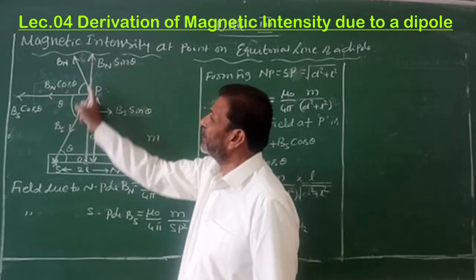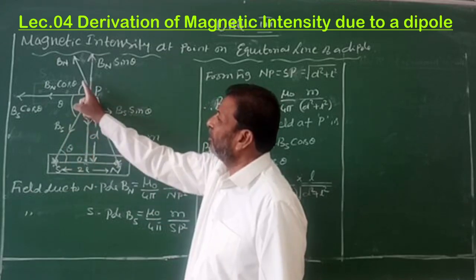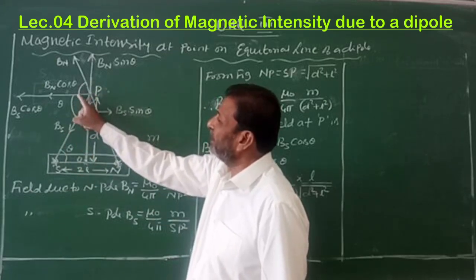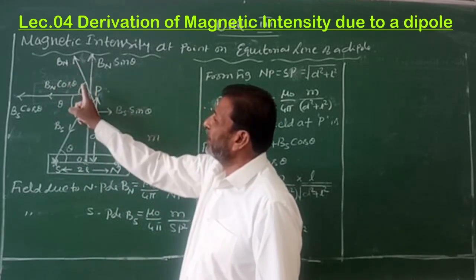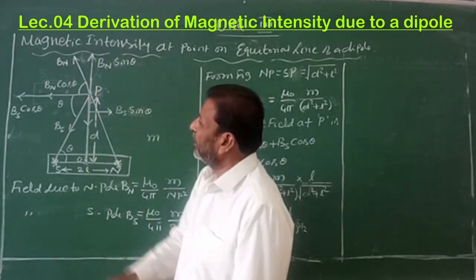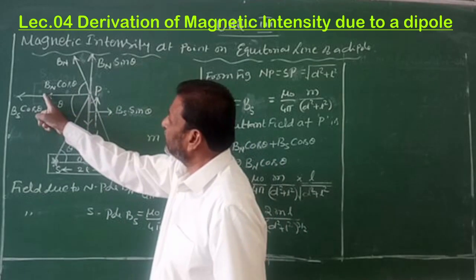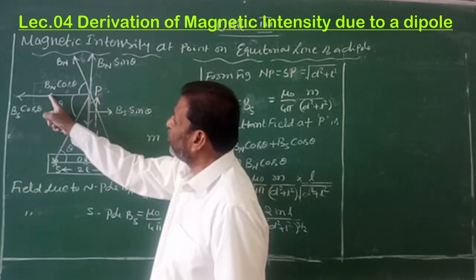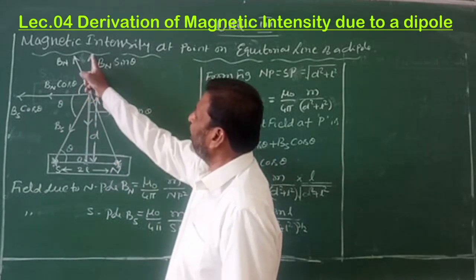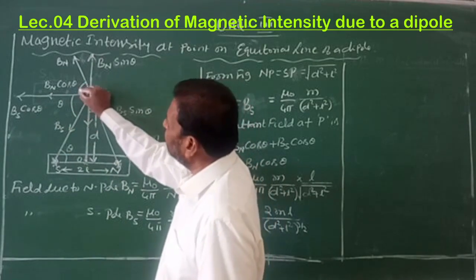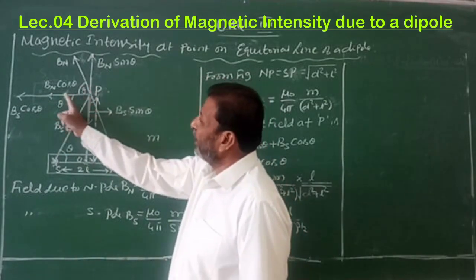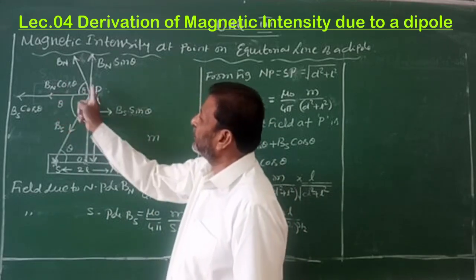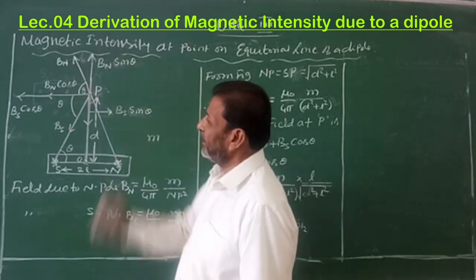When you take the coordinate system like this, now this vector makes an angle theta with this axis. Since this vector is making an angle theta with this axis, this will become the cos component and this will become its sin component. This is the value of theta. Then cos component is Bn cos theta and this is Bn sin theta.